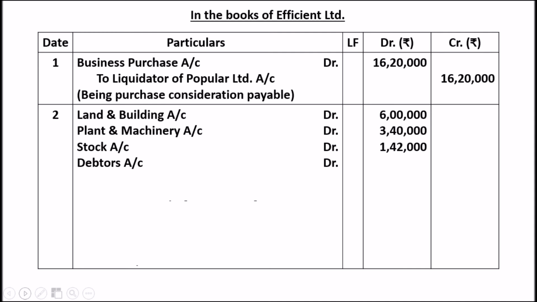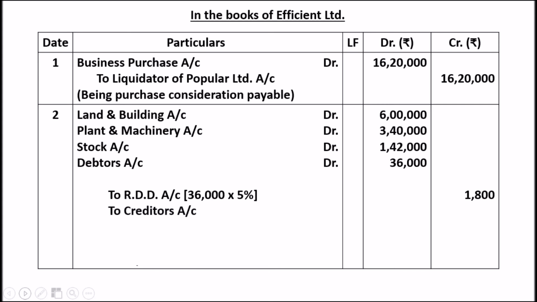Debtors account debit, it is subject to 5% RDD, but here we will write the full amount in the debit, that is 36,000. And the RDD will go to the credit as to RDD account. 5% of 36,000 is 1,800. Creditors also nothing is said, so we will take it at the book value, that is 20,000. And finally to business purchase account, amount of PC was 16,20,000.